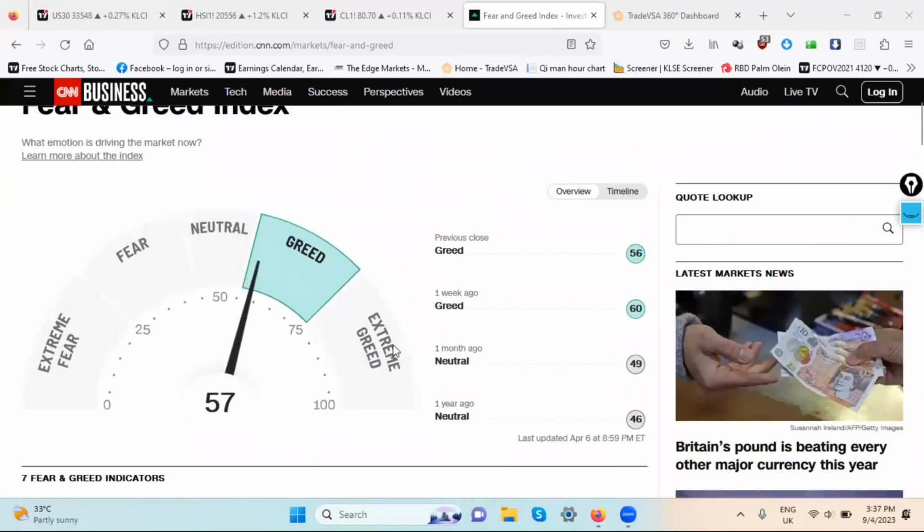And continue until the fear level goes to gray or extreme gray. Okay, when it comes to extreme gray, make sure you start to short.